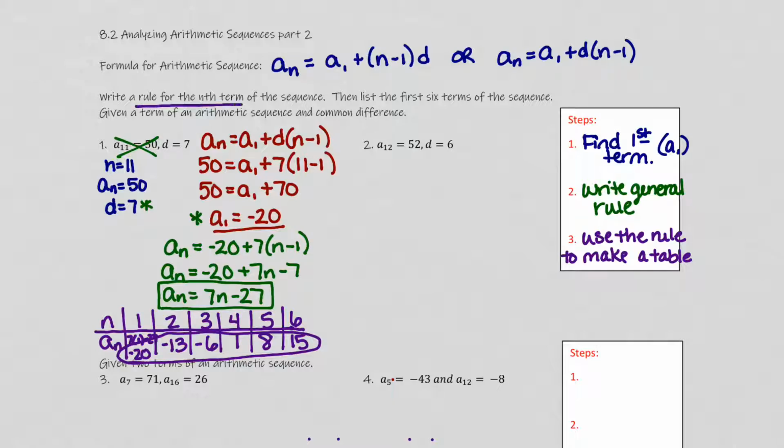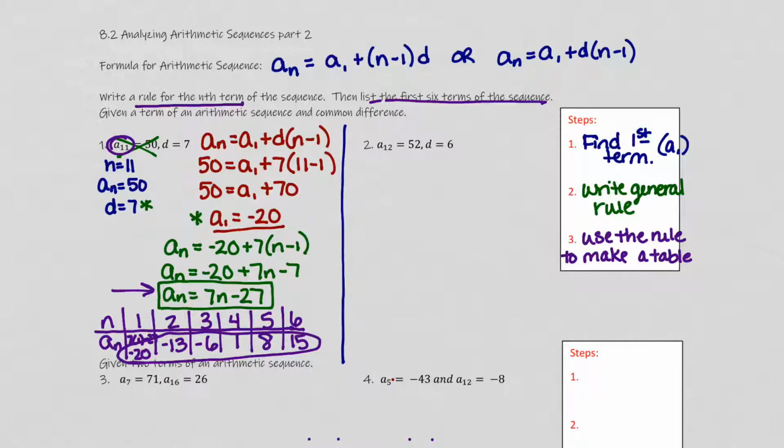We wanted to write the rule for the nth term, and that was this, and then list the first 6 terms in the sequence. And this just gave us a random term, in this case the 11th term, and the common difference. Now, if you want to check to make sure this rule works, it gave us term 11. So I'm going to plug in 11 for n, so 7 times 11 minus 27. I better get what it told me it should be, and you do. You get 50. Okay? All right, let's try it again on the next one.